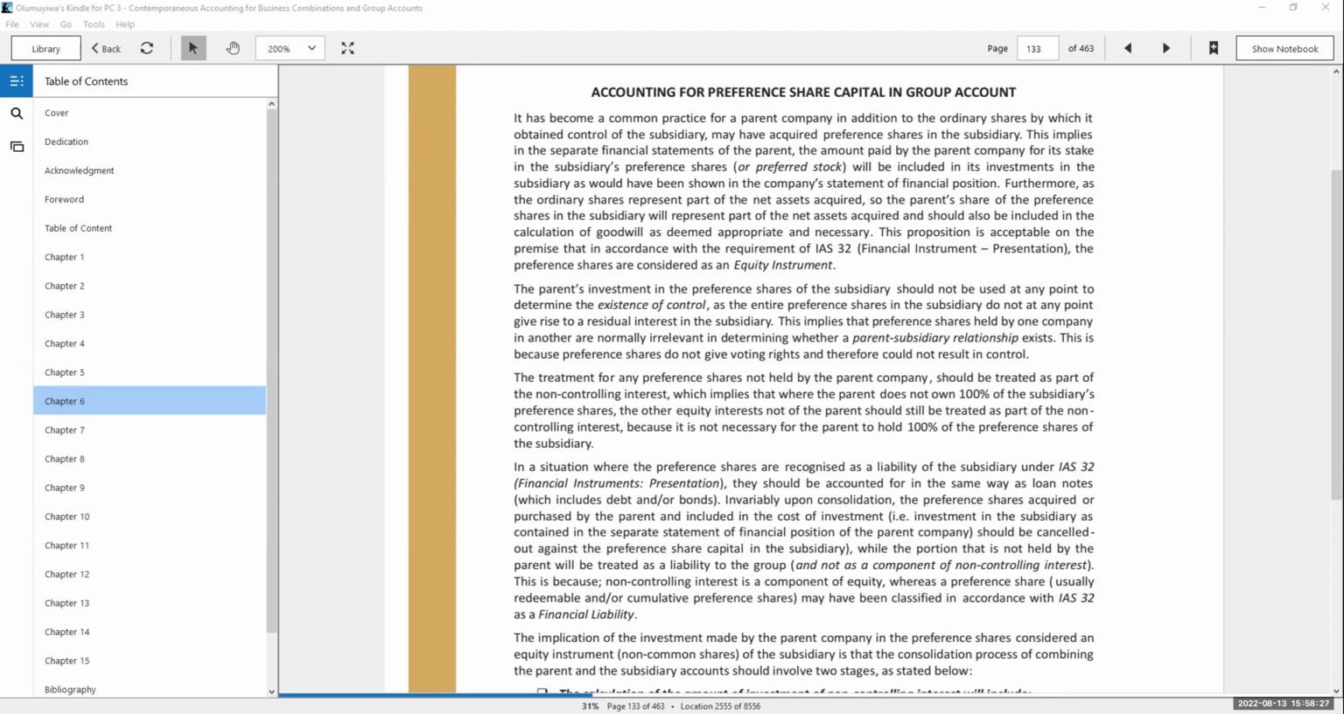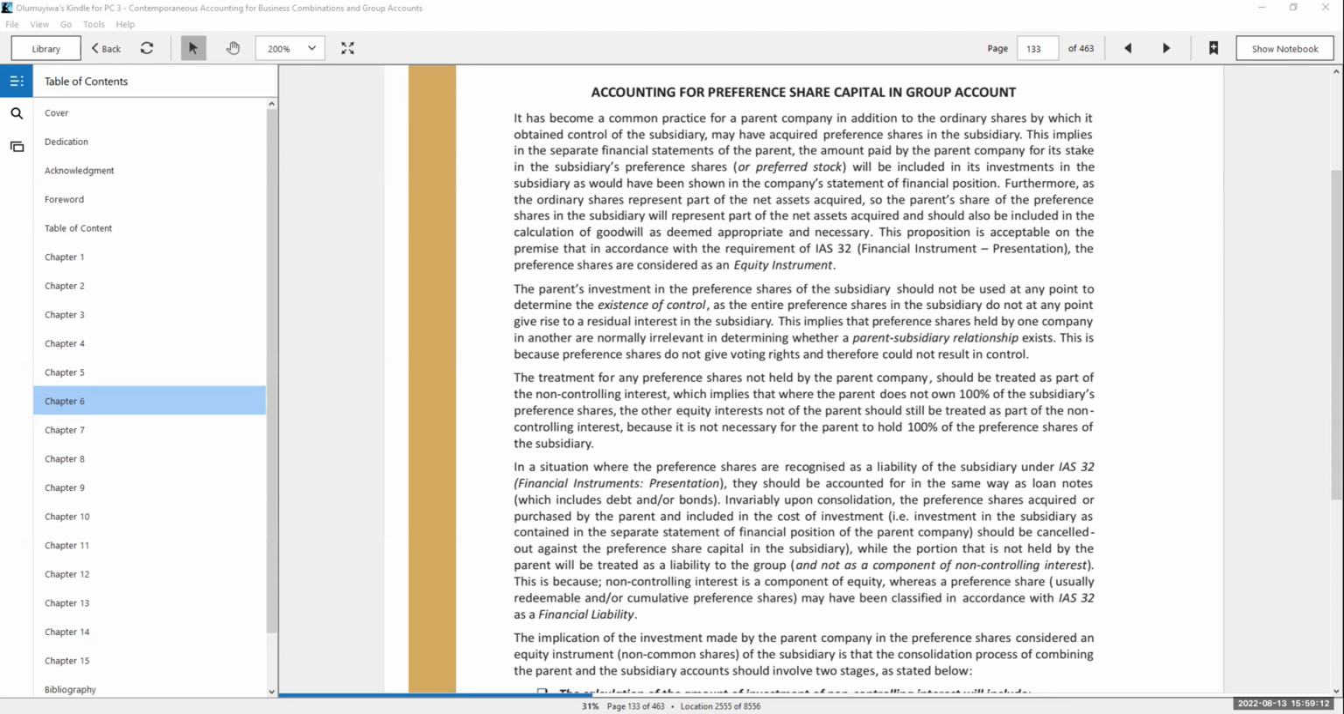Okay. In a situation where the preference shares are recognized as a liability of subsidiary under IAS 32, financial instrument presentation, they should be accounted in the same way as loan notes, which include debts and or bonds. Invariably, upon consolidation, the preference share acquired or purchased by the parent included in the cost of investment, that is, investments in subsidiary as contained in separate statement of financial position of the parent, should be cancelled out against the preference share capital in the subsidiary. While the portion that is not held by the parent will be treated as a liability to the group and not a component of non-controlling interest.